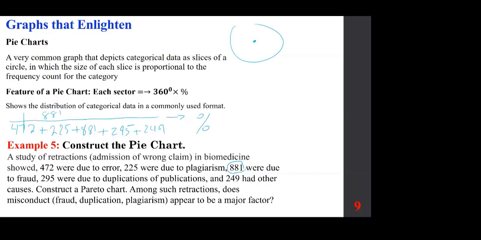So 881 divided by the sum gives you the percentage. And you multiply it by 360 degrees, and that gives you the angle you need to represent the amount of fraud. So take a look at this. If you multiply this by 360 degrees, I'm going to leave it for the class to figure out this angle. And wherever you put that and however you put that, it makes no difference. Now, you can do the same calculation for each and every one of them.